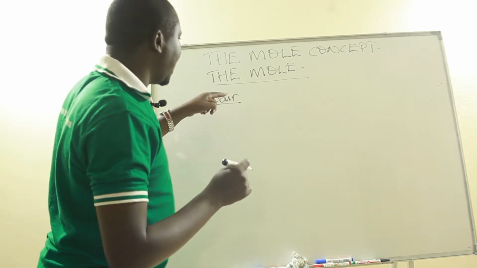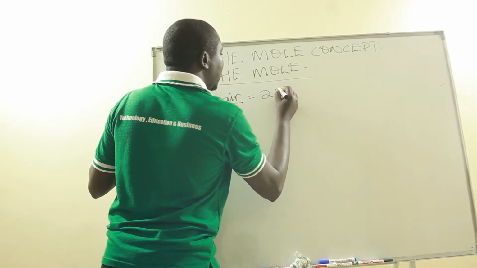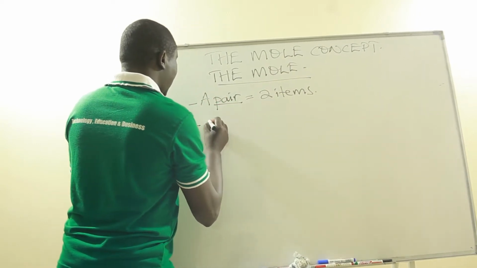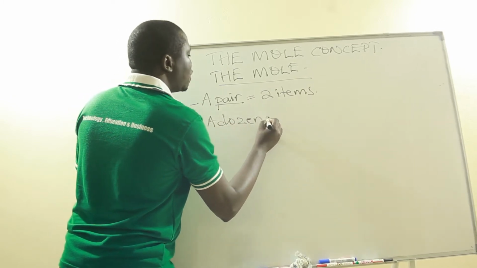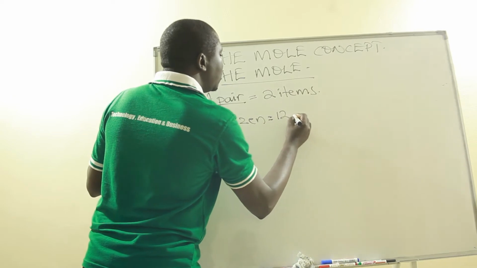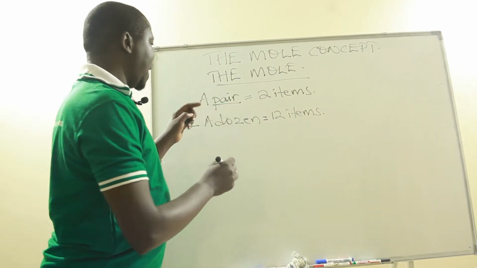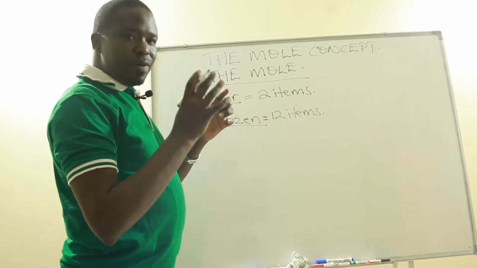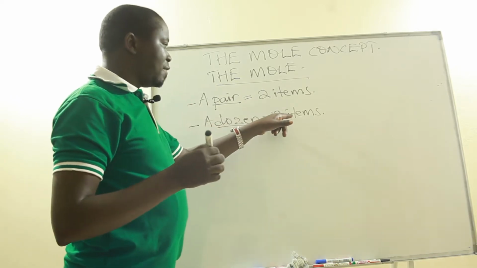So in a pair, we have 2 items. We have what we call a dozen. When I talk of a dozen, I refer to 12 items. A pair, a dozen. So these are units of quantity. A pair has 2 items, a dozen has 12 items.